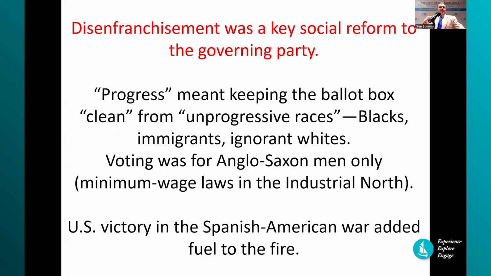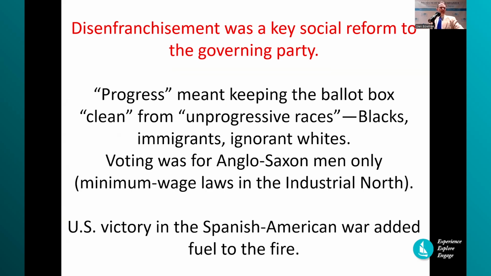And they looked at this as keeping the ballot box clean. And these were the words that were used at the time, from unprogressive races. That included Blacks and immigrants, especially those Eastern European immigrants that speak languages that we don't understand. Ignorant whites, that was what was used at the time. That's not me commenting. That's commenting on what people were saying back in that time. Voting was for only Anglo-Saxon men.